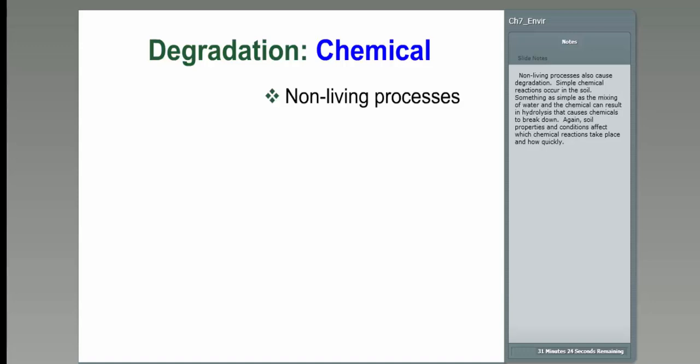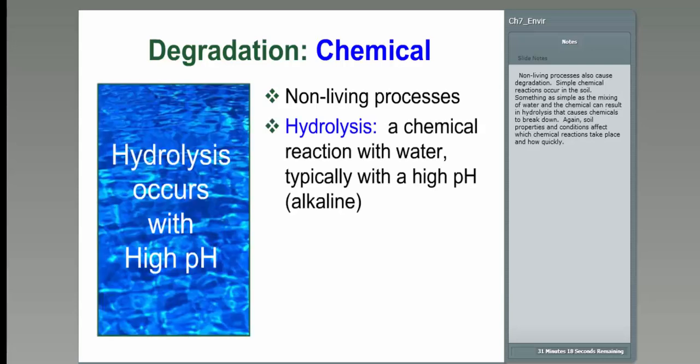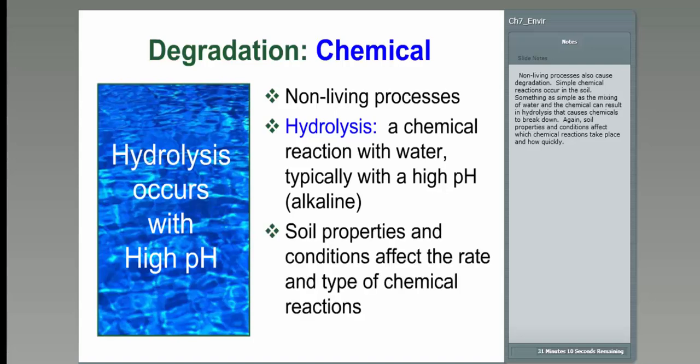Non-living processes also cause degradation. Simple chemical reactions occur in the soil. Something as simple as a mixing of water and the chemical can result in hydrolysis that causes chemicals to break down. Again, soil properties and conditions affect which chemical reactions take place and how quickly.